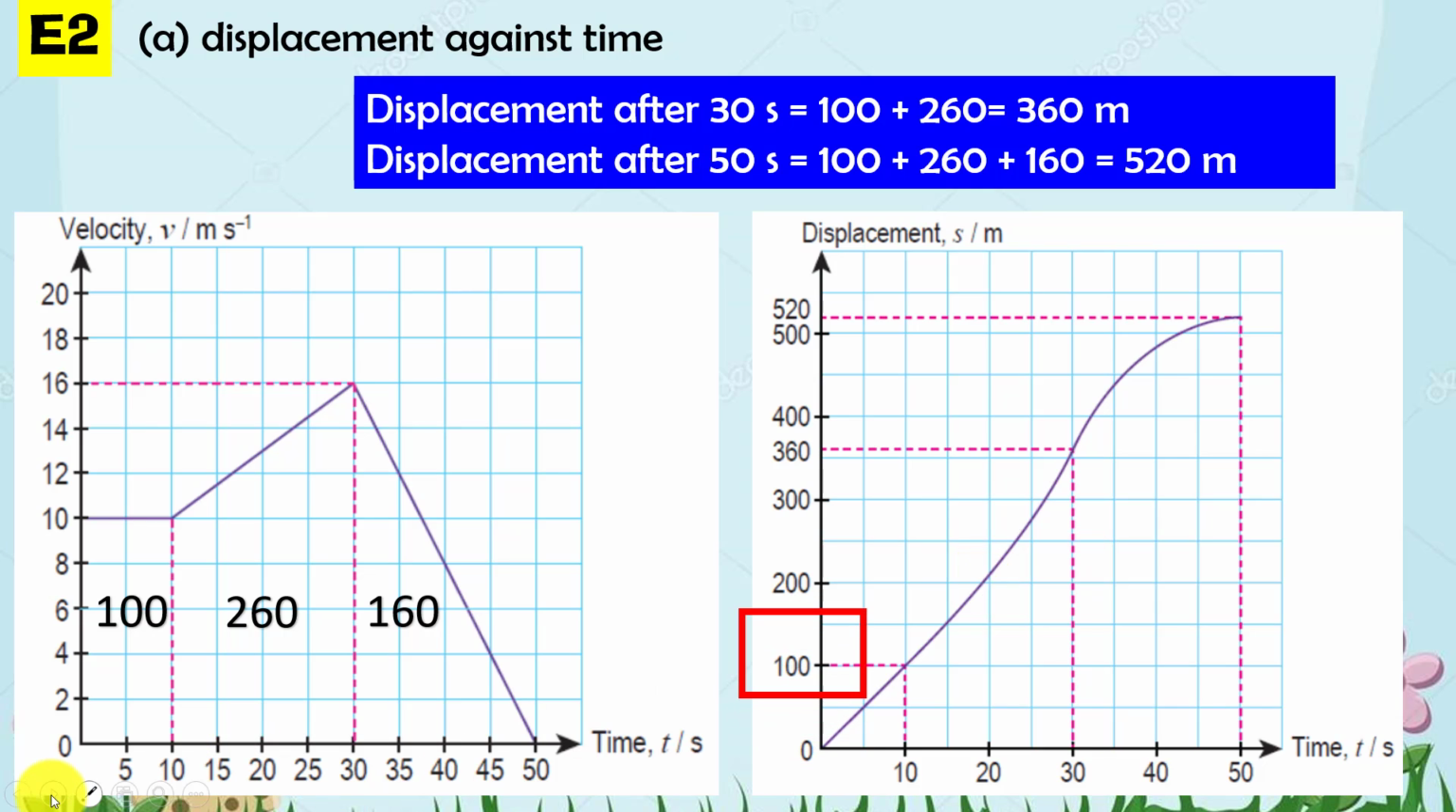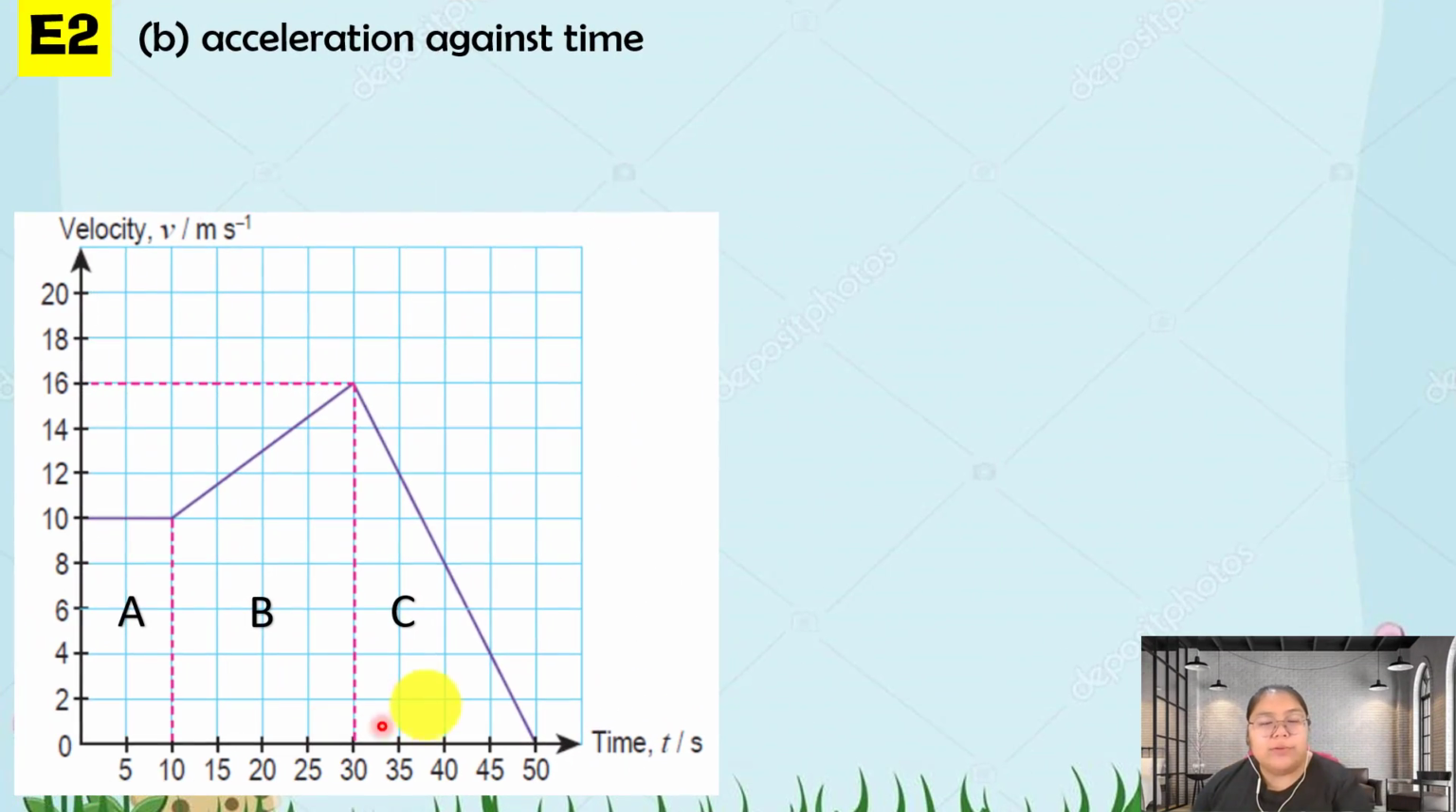Okay, we go to focus. First one is 100. Then the second one is 360. And the last one should be 520. We keep increasing the velocity. Okay, after sketching the displacement, now we need to sketch the acceleration-time graph.